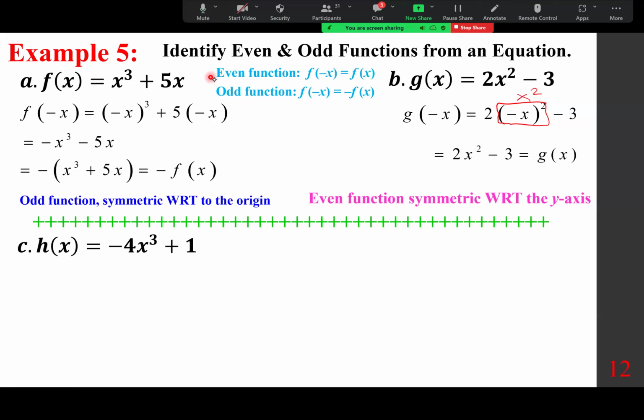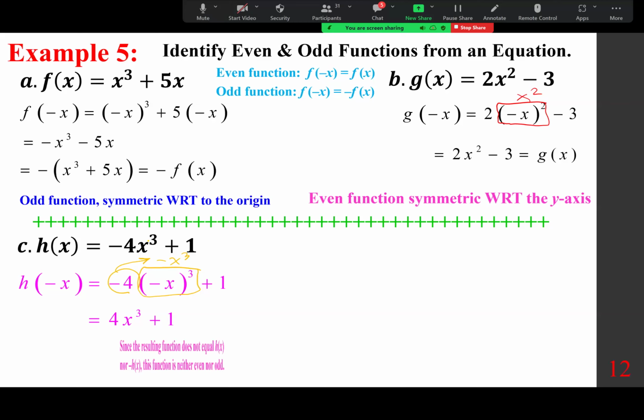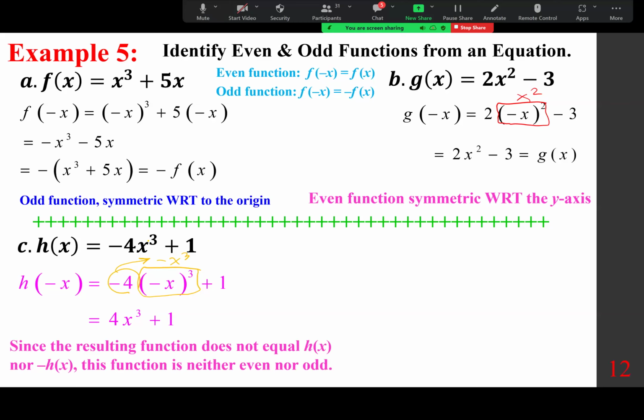H of x. Let's replace the x with negative x. We get minus x cubed multiplied by negative 4, we get 4x cubed. It's neither h of x nor minus h of x. This function is neither even nor odd.